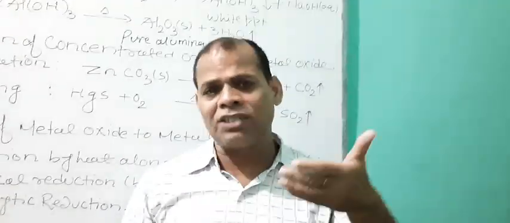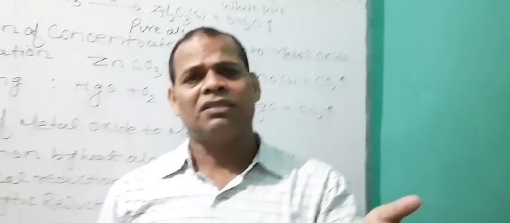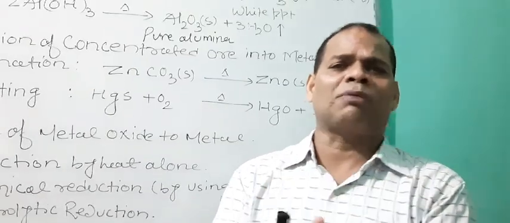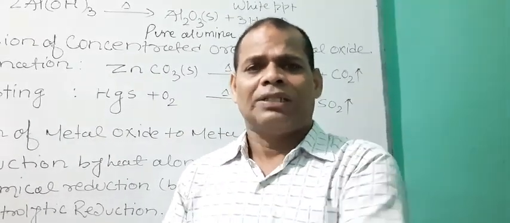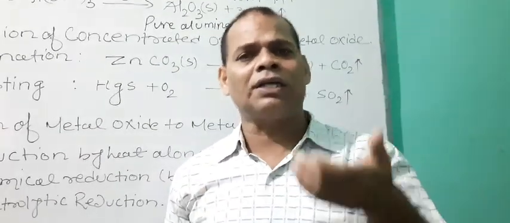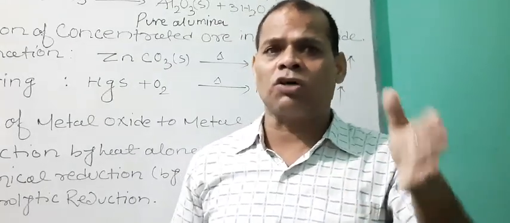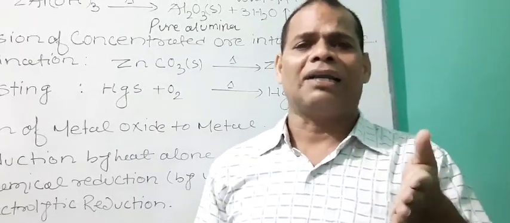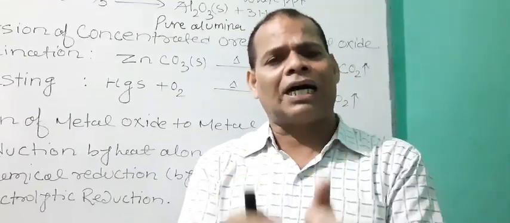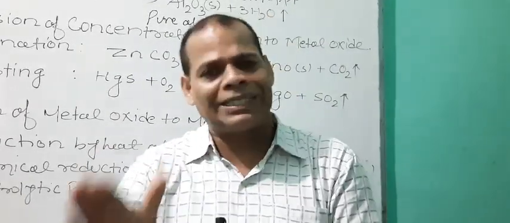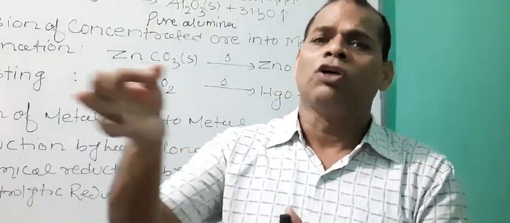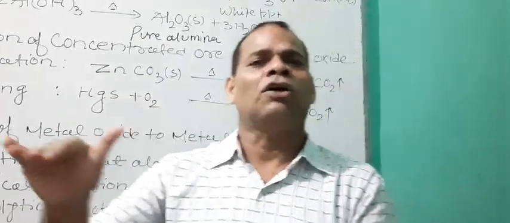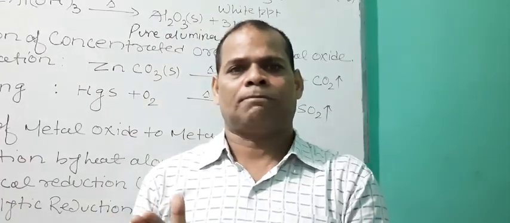It is easier to obtain metal from oxide form rather than carbonate or sulfide ore. That's why if the ore is a carbonate ore or sulfide ore, then first of all, this carbonate or sulfide ore has to be converted into its oxide form, followed by calcination and roasting process.